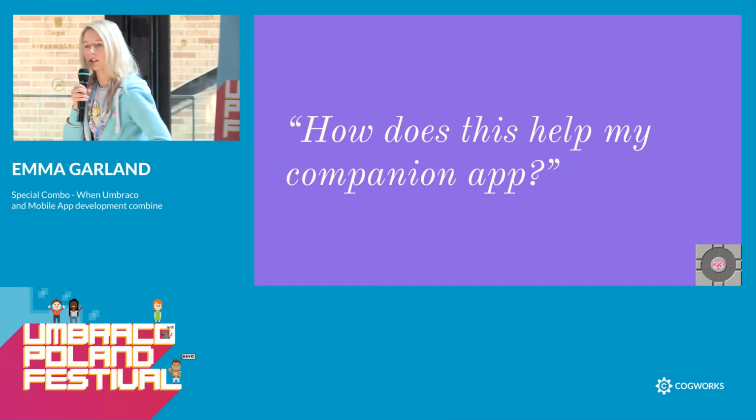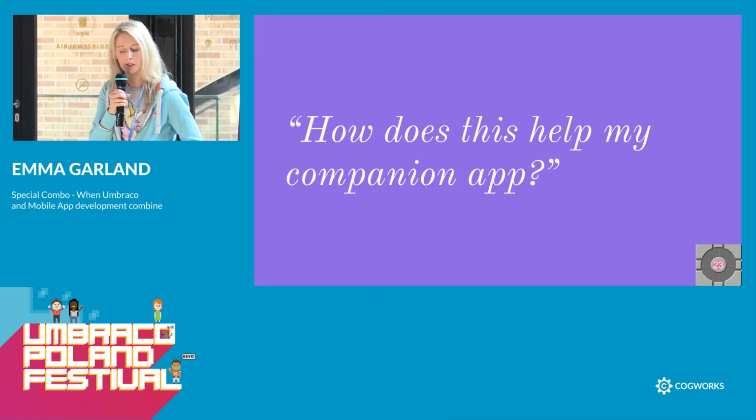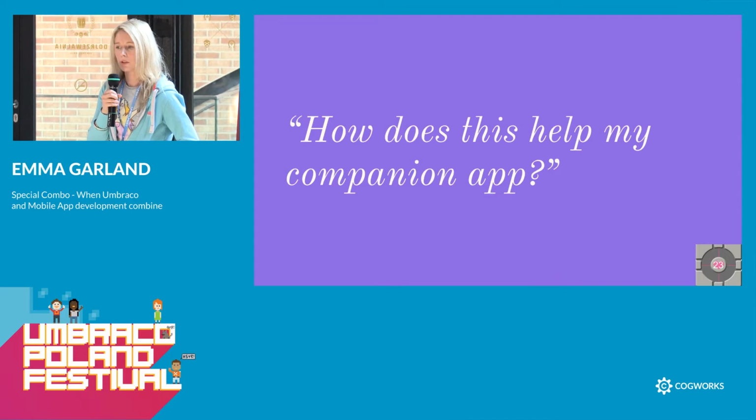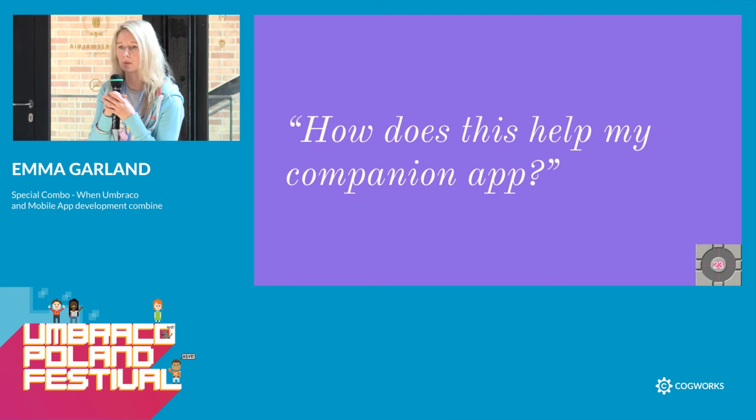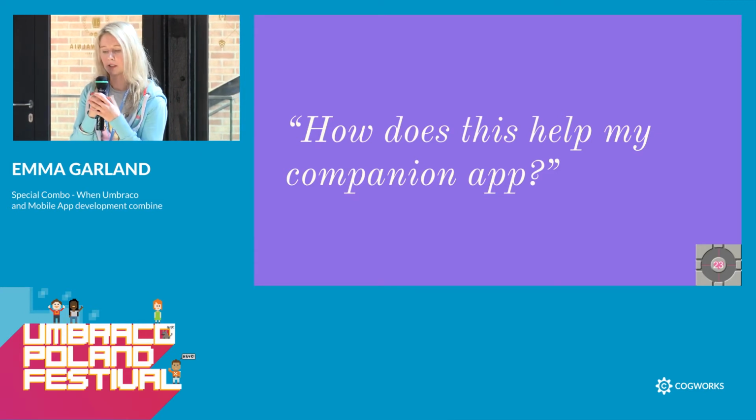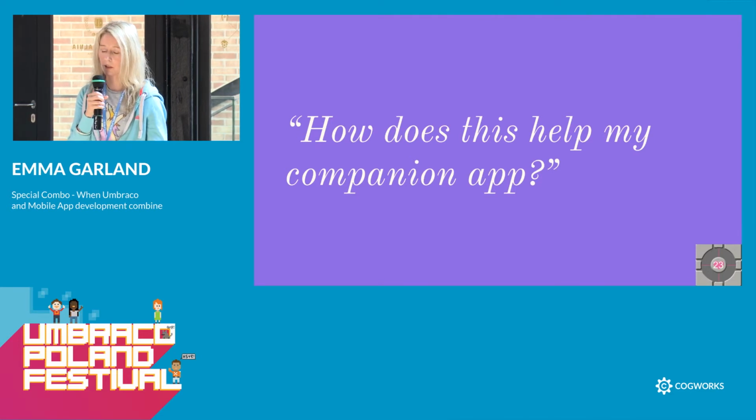So you might be thinking, okay, how does this really help my companion app? One of the things we do at Rock Solid Knowledge is build up an actual specification once we've built it. We do it in a document, but you could use something like Swagger if you have an API.